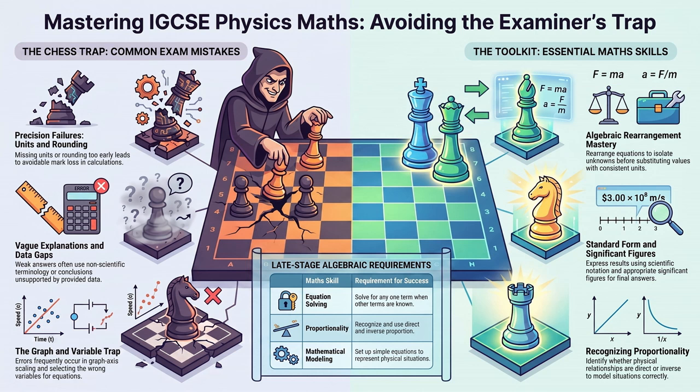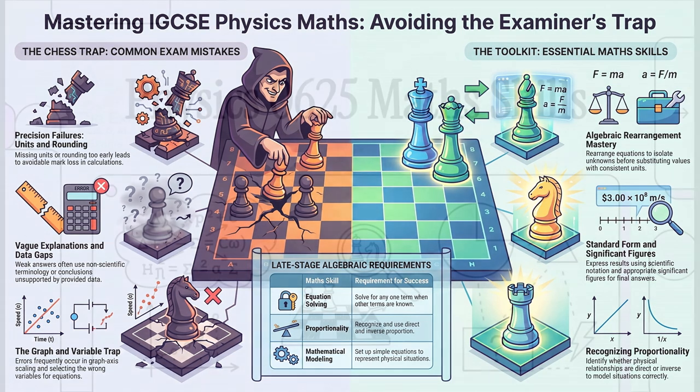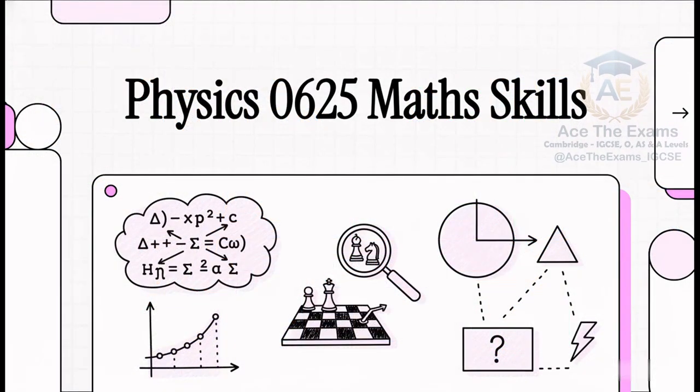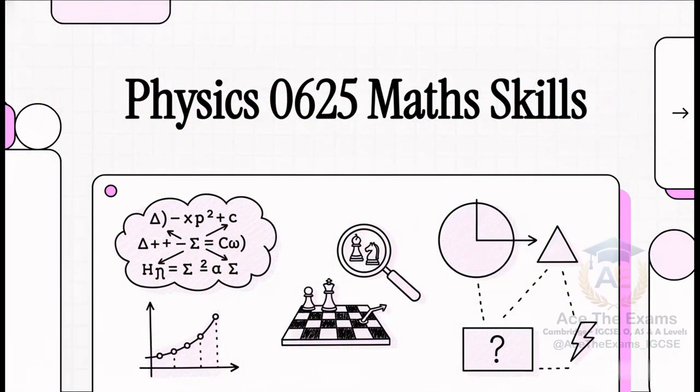Physics 0625, the Math Skills Matrix Code and Exam Strategy. You're about to see the exact patterns behind the repeated exam questions that catch thousands of Cambridge IGCSE students completely off guard every single year. We are tearing down the hidden math skills required for the 0625 syllabus, and I'm going to show you exactly how the examiner sets a 3-move chess trap literally designed to cost you your grade boundary.